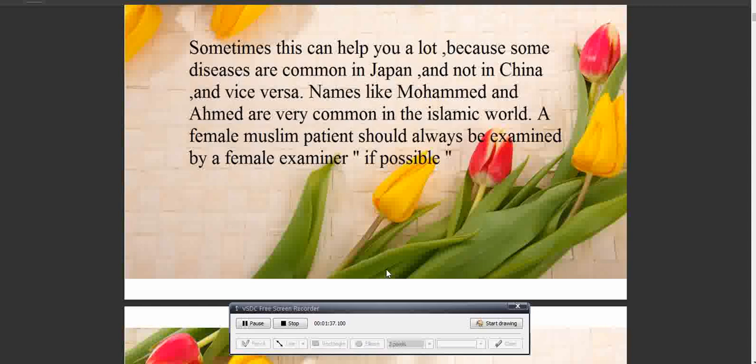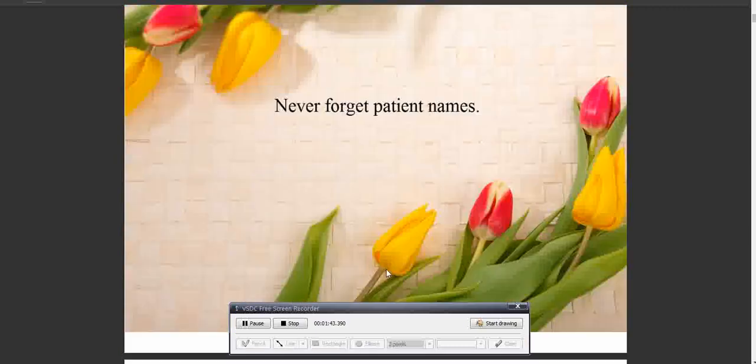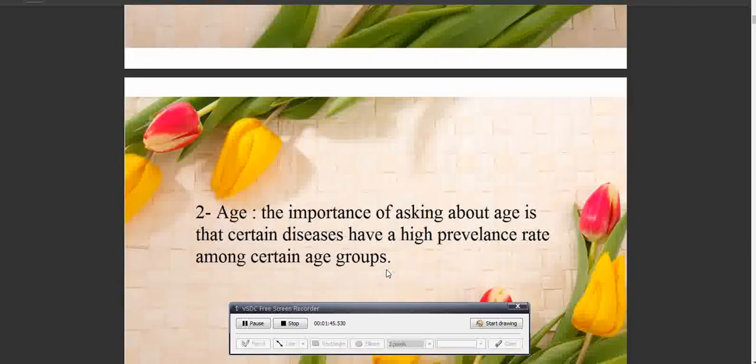A female Muslim patient should always be examined by a female examiner if possible, because that is what their culture dictates. So never forget the patient's name, because that one also will indicate how serious you are with the patient. So the patient will always note these minor things, and if you happen to forget the patient's name, then it always gives some sort of ignorance, so maybe you are not taking their issues seriously.